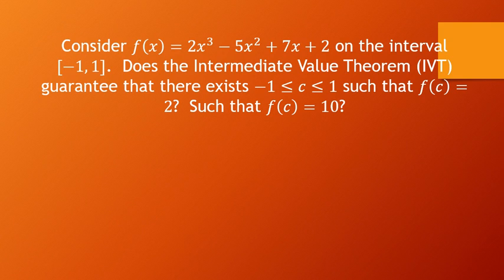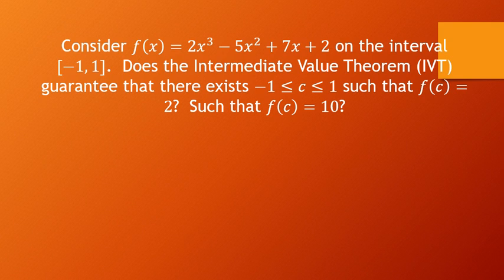Well, our function is a polynomial. Polynomials are continuous for all real numbers, so they're continuous on the interval that we're given. And our interval is closed and bounded as well. Both endpoints are real numbers, and both brackets on the endpoints are square brackets. So the hypotheses of the IVT are satisfied.